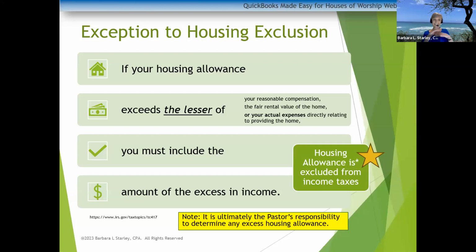And where they do that is on line 1. Where they would put their W-2 income, they would just say excess housing allowance $1,000, and add it to that. Line 1 of the tax return, you're saying? On the tax return, line 1 of their personal tax return. Yeah, so line 1, they would just put it right on the tax return.